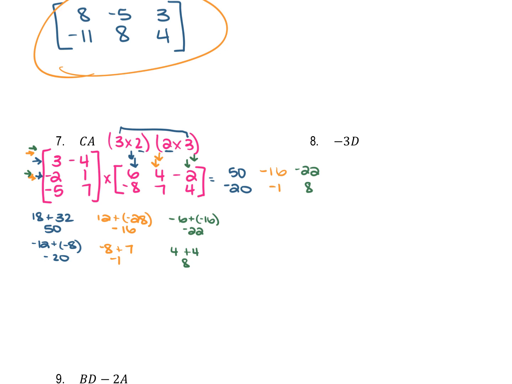Next, we are going bottom row by first column. So -5 times 6 is -30. And 7 times -8 is -56. Add those, and that's -86. Last row, middle column. -5 times 4 is -20. 7 times 7 is 49. 49 minus 20 is 29. Lastly, last row, last column, -5 times -2 is 10. 7 times 4 is 28. So that gives you 38.